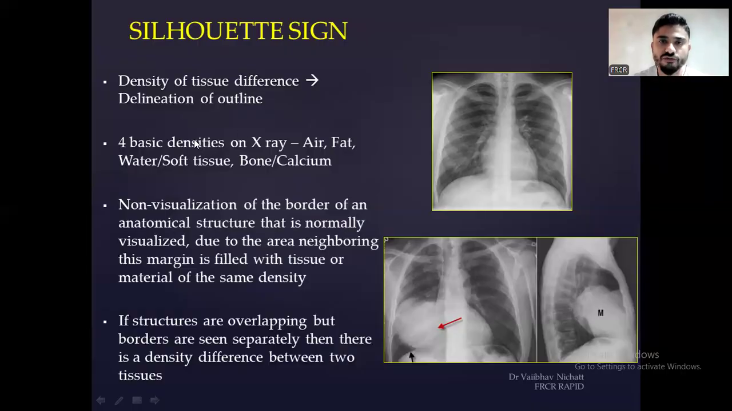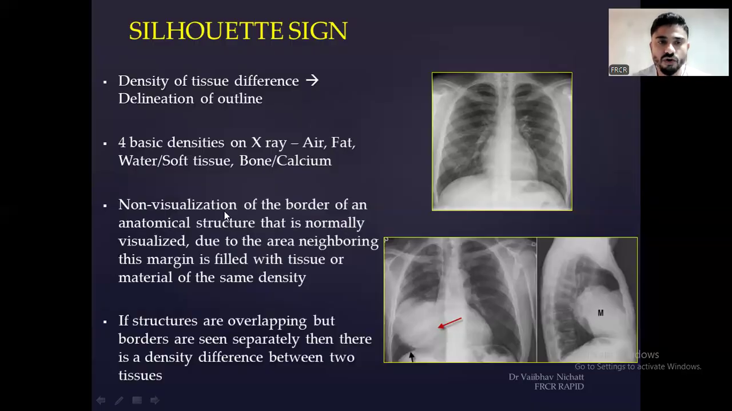There are only four densities as far as radiographic densities are concerned: air, fat, water or soft tissue, and lastly bone or calcium. You need to know these four densities. There is one more density, which is metal, but metal is predominantly a foreign body in the human body. If two structures of similar density are in close contact with each other, then you will not be able to identify the boundaries of the two structures separately.